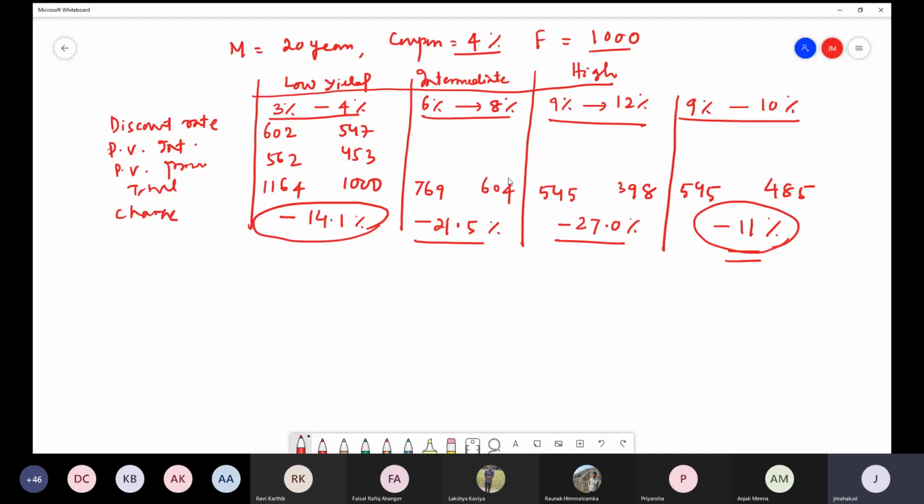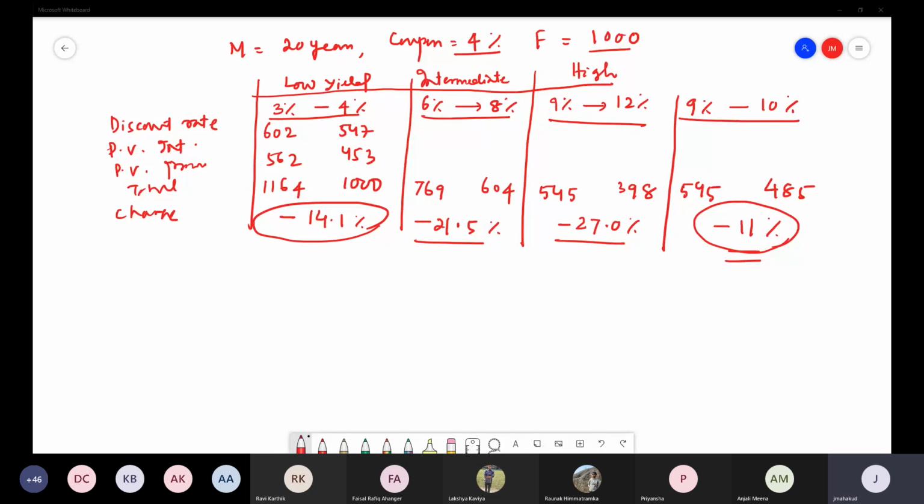And what does that depend on? It depends on whether the yield change is specified at a constant percentage change or not. If it is constantly changing, you can find a different result. But if the rate change is in terms of percentage, like 6% to 8%, 9% to 12% and so on, then there is a possibility that the price change will be different.